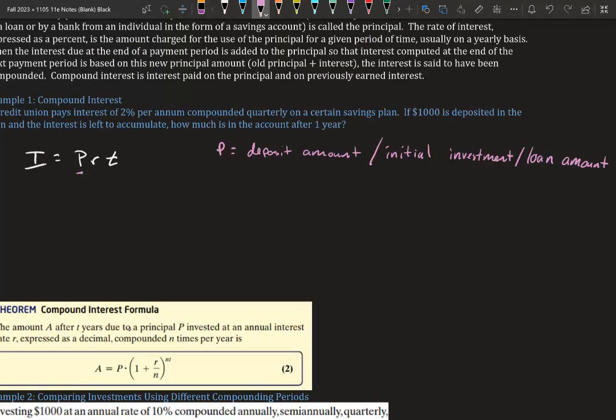So P is our deposit amount, our initial investment, or our loan amount. So it's how much you started off taking or plugging into your account. We need to find our R, which is our rate. Our rate is our interest rate. How much are they giving us every time they compound? And it's 2%, so that means it's 0.02.